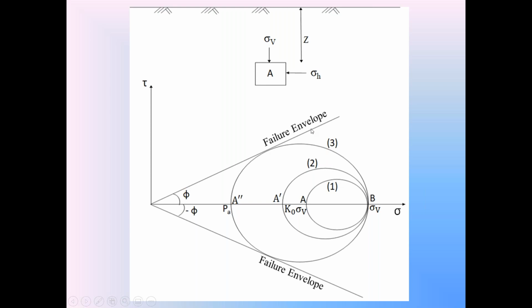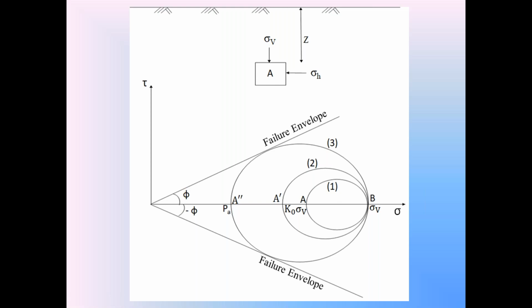Just now we discussed the cohesionless soil. According to the Mohr-Coulomb equation, s = tau = sigma tan phi. We have this failure envelope for the cohesionless soil. The first Mohr stress circle is below this failure envelope. So the soil, that is the backfill, in the rest condition is in equilibrium, no failure.